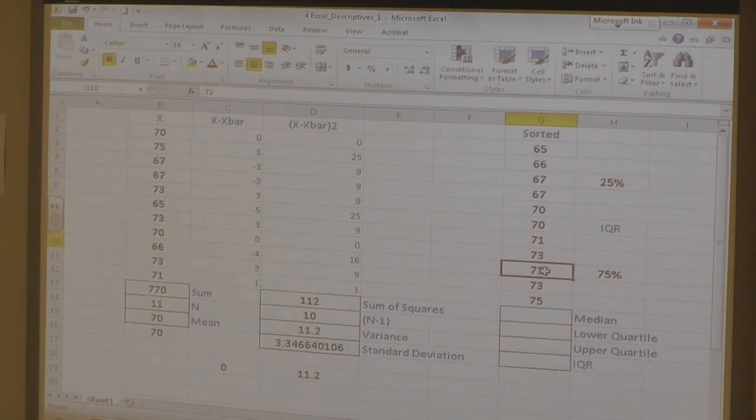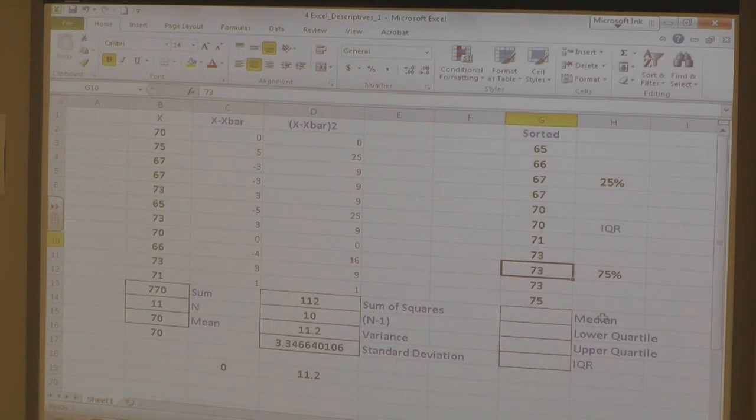Where's that middle section? A lot of statisticians are interested in something called the interquartile range. The interquartile range is the values between the 25th percentile and the 75th percentile. So in this case, it's 67 to 73. In the case of a real big data set, it would be calculated a little bit more difficultly.